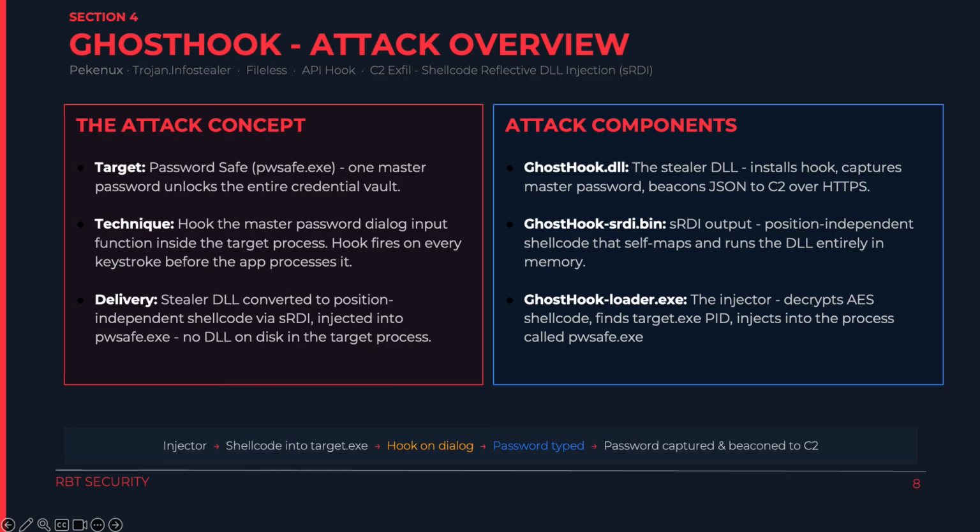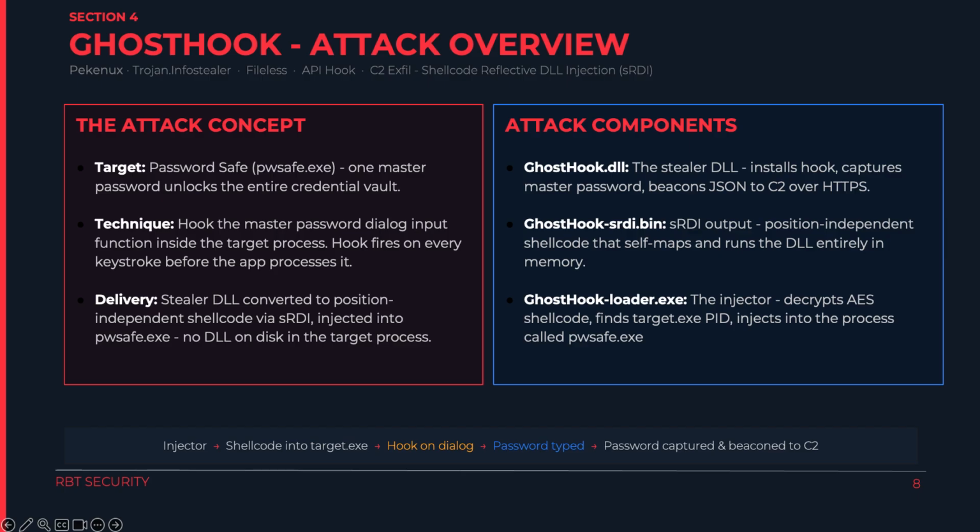So basically in here we are going to talk about GhostHook, the attack overview. And we target Password Safe, a very popular local password manager. It protects the entire credential vault behind one master password, a high value single point, right? It's an ideal target. So the technique is basically we hook the password dialog input function. Every character that the user types routes through the API, and we are sitting right there in the middle, right?